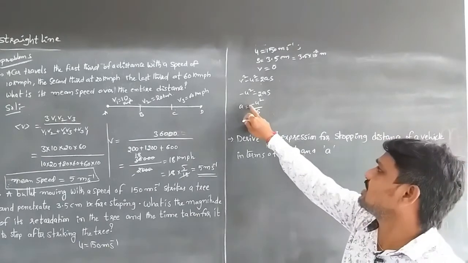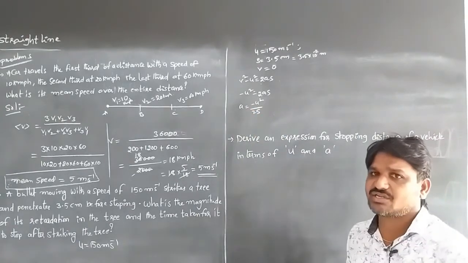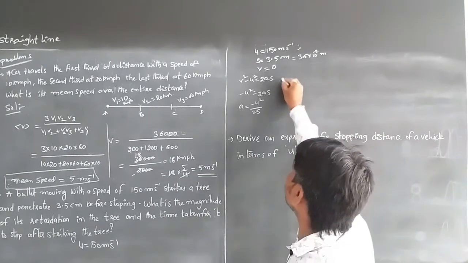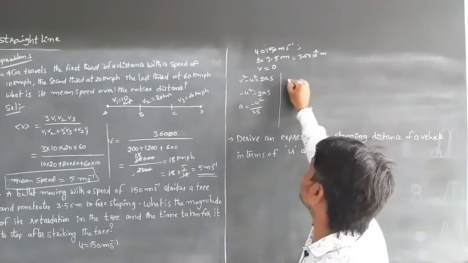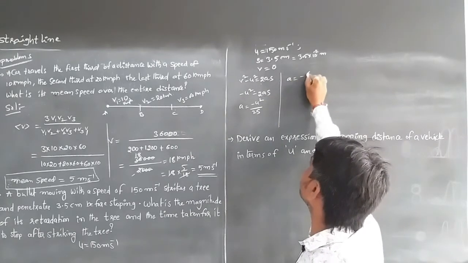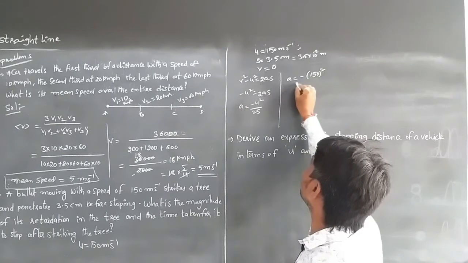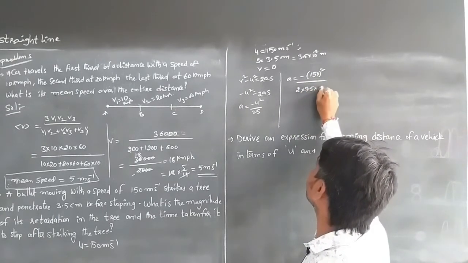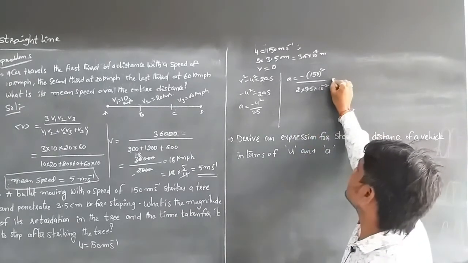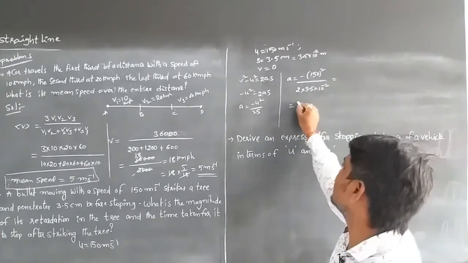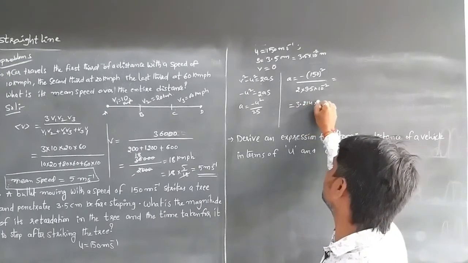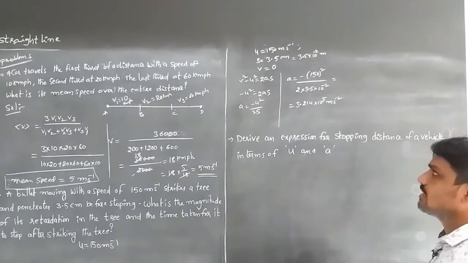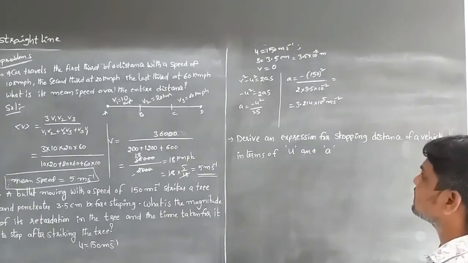The negative symbol indicates retardation. Here the retardation depends on the velocity also. So we substitute the values in the equation. Then a is equal to minus of 150 whole square by 2 into 3.5 into 10 to the power of minus 2. By calculation we get the value 3.214 into 10 to the power of 5 meter per second square.